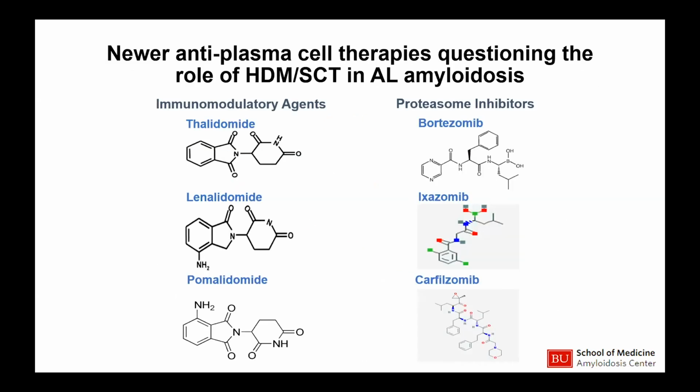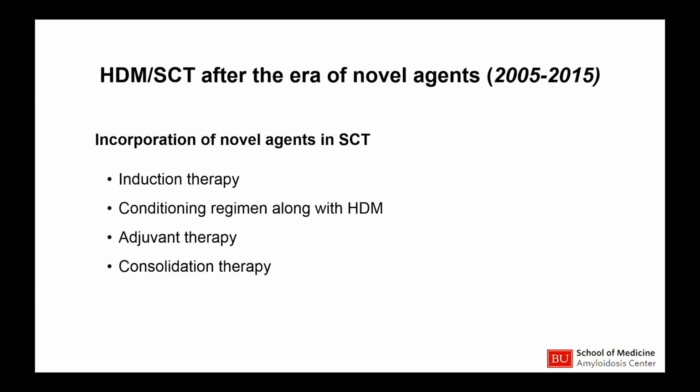Novel anti-plasma cell therapies, in particular proteasome inhibitors and immunomodulatory agents, are questioning the role of stem cell transplantation in patients with newly diagnosed AL amyloidosis. Novel agents have been incorporated into stem cell transplantation in different phases, either as induction therapy or as conditioning regimen along with high-dose melphalan, as adjuvant therapy, or as consolidation therapy.